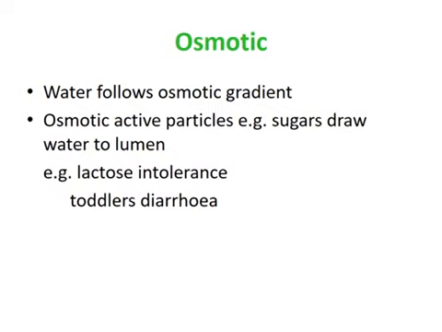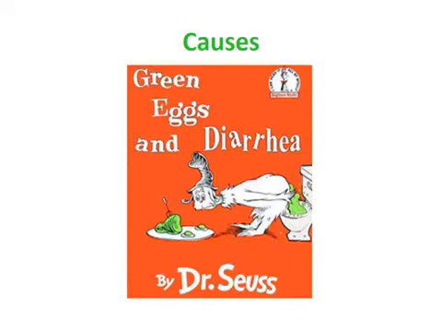In the osmotic type, it's not really a cause of infectious diarrhea, but I just mentioned it here to complete all the pathophysiology. With this, there's an osmotic gradient. So there's an osmotically active substance in your gut that draws water into the lumen of the gut. We're going to talk a bit now about the infectious causes of diarrhea.